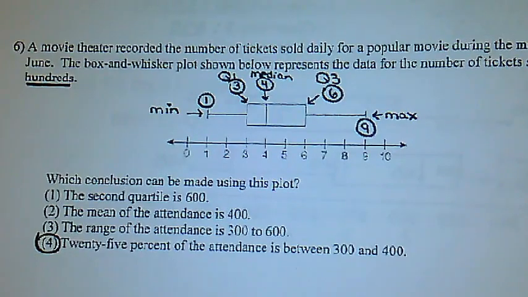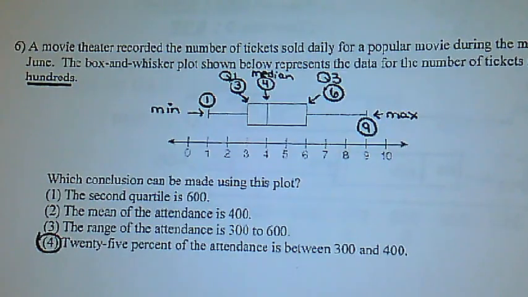So remember, it's broken up into quarters. We have the minimum all the way up to quartile 1. The median is the second quartile. Quartile 3 would be the 75th percentile, and then all the way to the max would be 100.